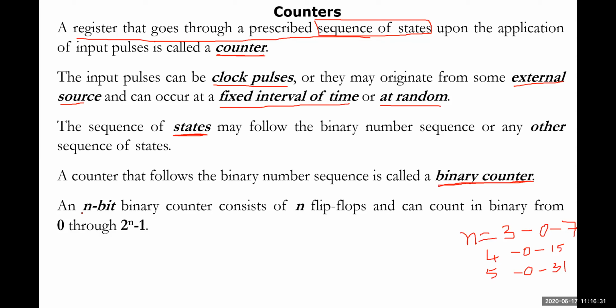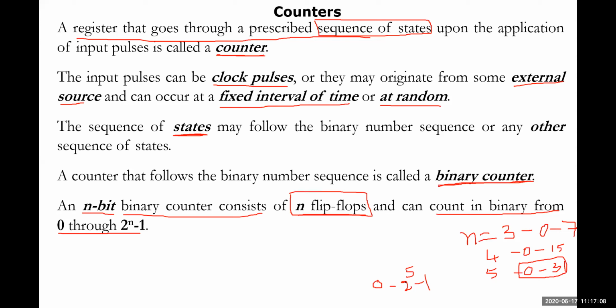So an n-bit binary counter consists of n flip-flops. Continuously n flip-flops will be there with you, and these could count in the binary form from 0 to 2 power n minus 1. If you observe this particular point here, this is 2 power 5, that is 32, minus 1. So 0 to 2 power 5 minus 1. In this way you have to count here. So for applying counting, what exactly do you require? N number of flip-flops. What is the value of n here? N is equal to 5, therefore 5 flip-flops are required.